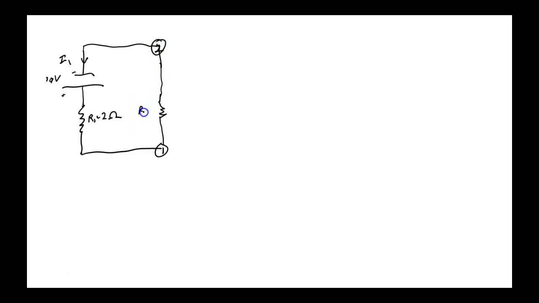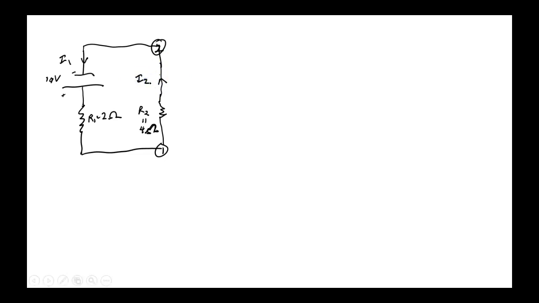And this is our R2. It's going to be 4 ohms. I can't write. That's supposed to be an ohm. It's a pretty ugly resistor too. And this happens to be, and they indicate here, I2 is going upward.